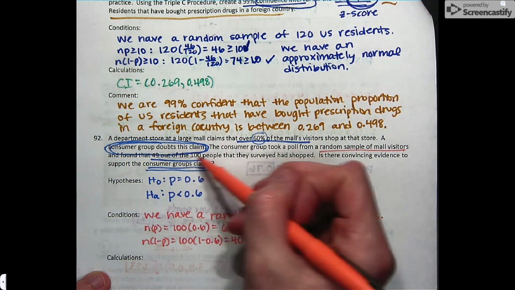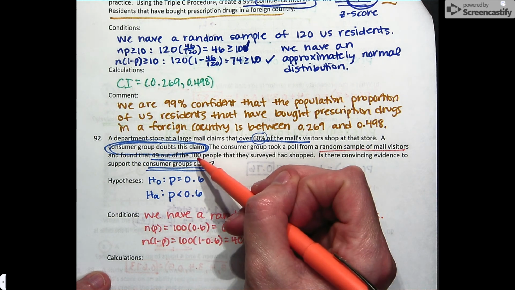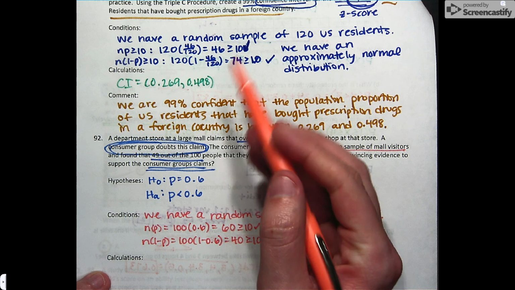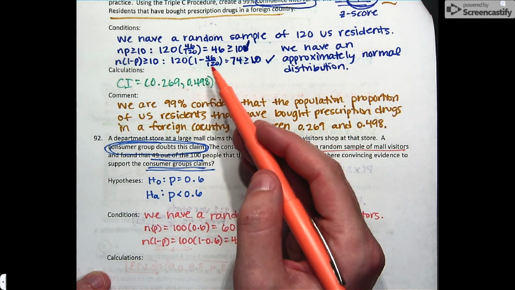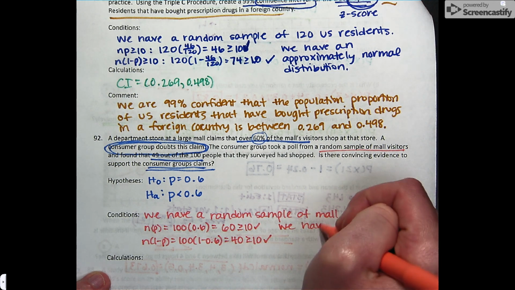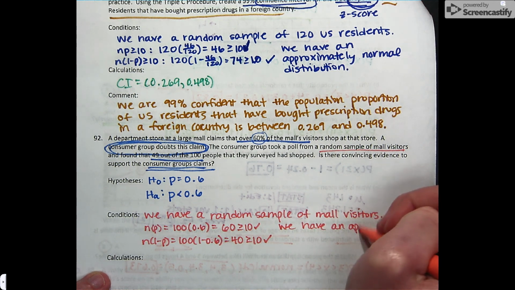Just be careful about that. Don't fall into that trap and use p hat. If you know the population proportion, we're going to use the population proportion. But if you don't, that's where we use p hat to help us. So we have an approximately normal distribution.